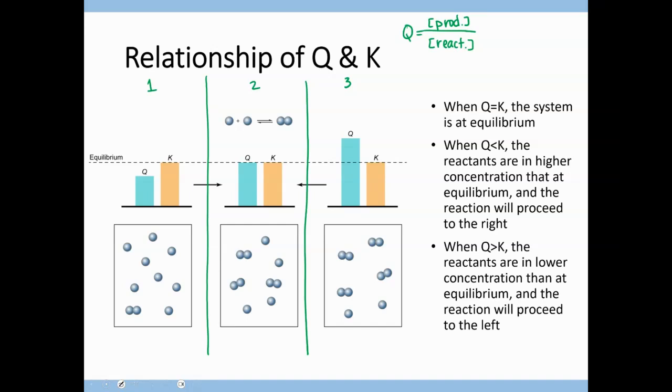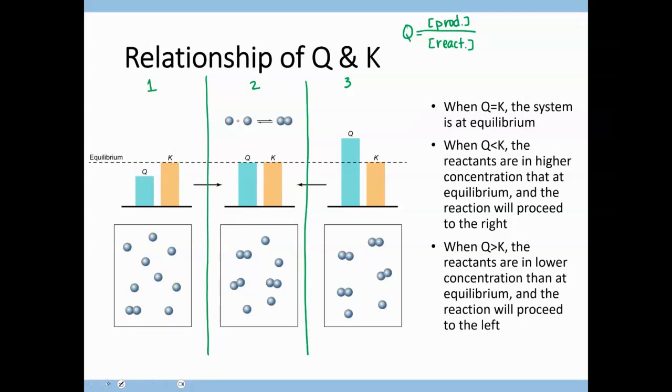So we are, just to summarize, comparing the value of Q to K. You would calculate Q and be given K. If Q is equal to K, then you know the reaction's at equilibrium. If Q is less than K, there is not enough product present, so the reaction will proceed to the right to form more product. If Q is greater than K, there is more product present than there should be at equilibrium, so the reaction will proceed to the left to reproduce more reactant and use up the product.